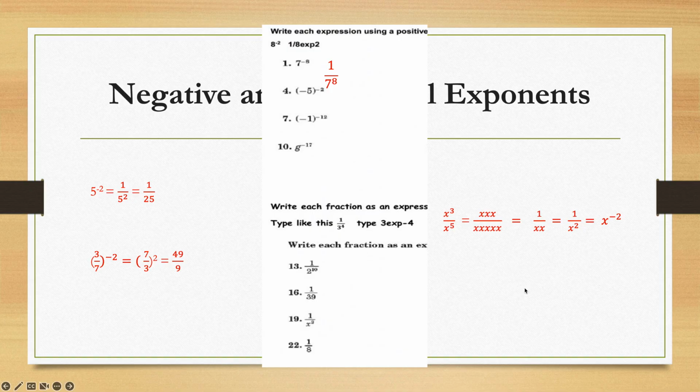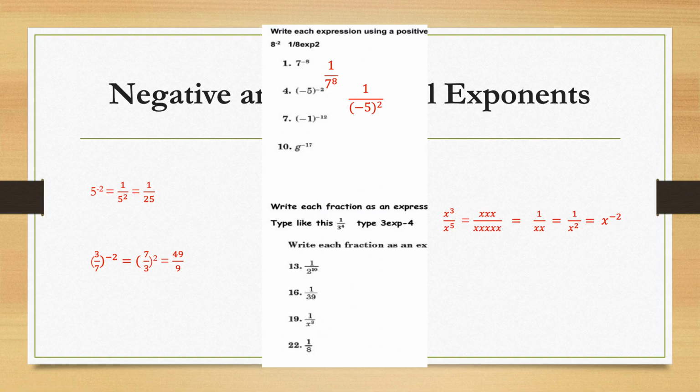So this negative sign here in the exponent doesn't do anything to the number. If the number starts out positive, it stays positive. If it starts out negative, it stays negative. So I get 1 over negative 5 squared. Let's try the next one.